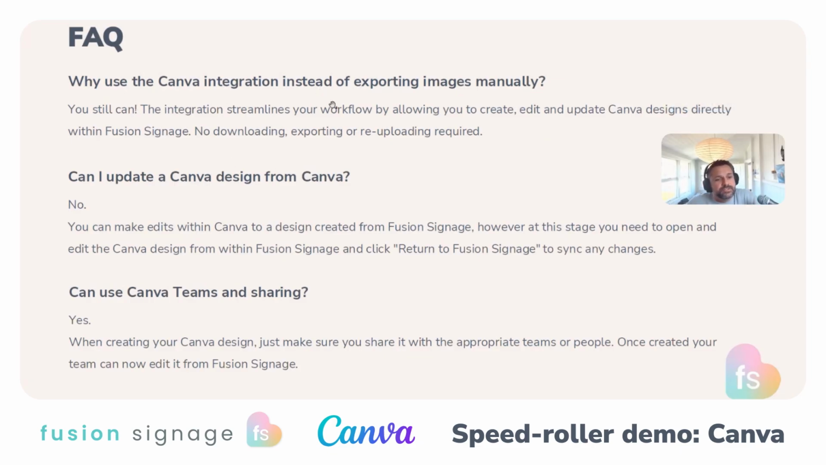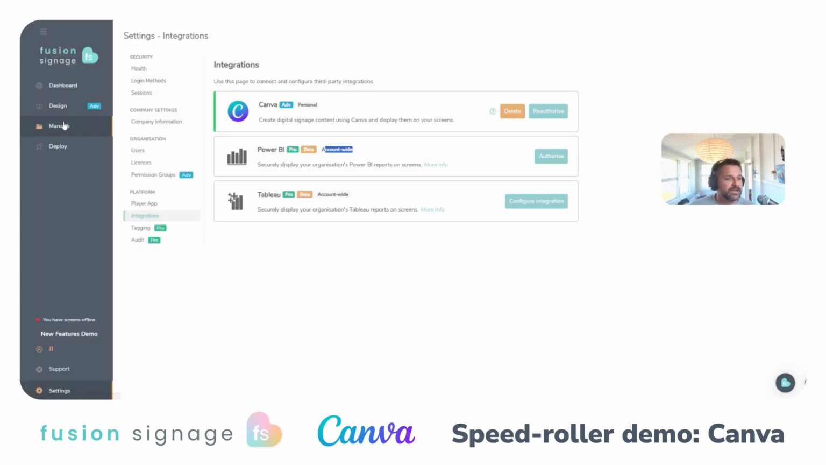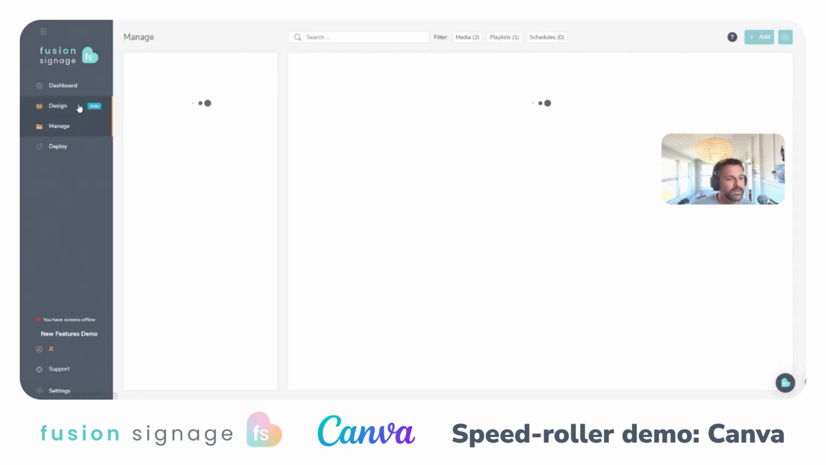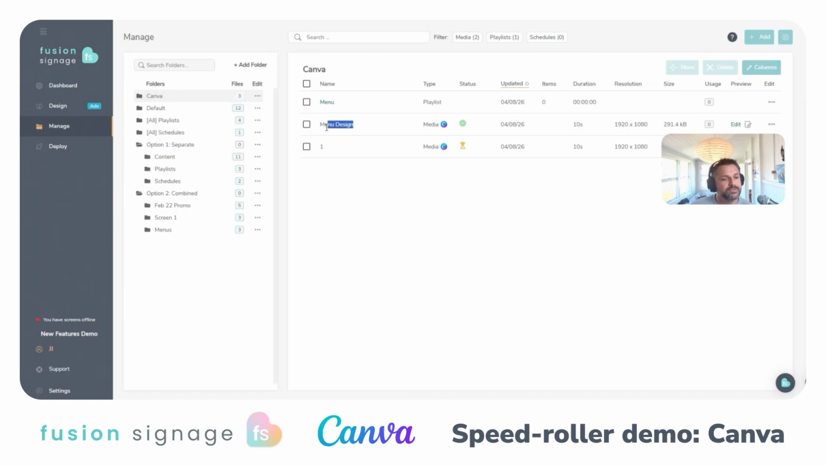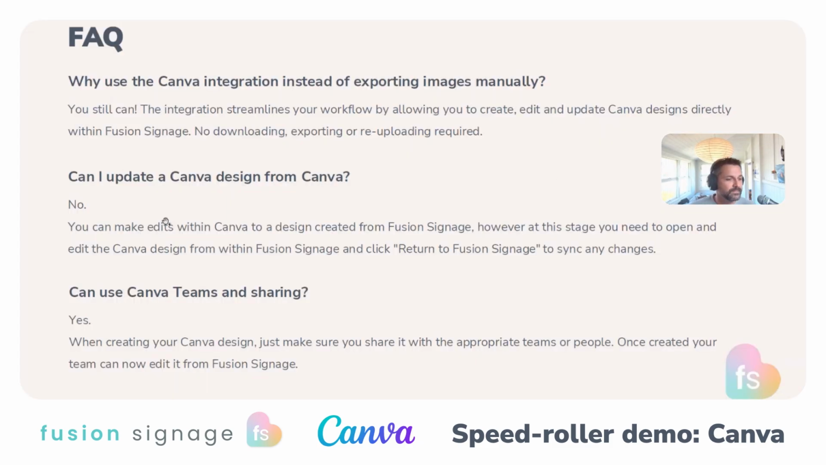Why use the Canva integration instead of exporting images manually? Well, you still can export the images manually. So within Canva, you can go and export it as an image or a video and just directly upload that into Fusion Signage. However, you can see the benefit being I have the ability to edit that directly from here. So if I'm coming back into my Manage section, I've got my menu design directly here. Instead of me trying to go to Canva, find where that design is, edit it, export it, upload it, I can just click on Edit, get straight in there, make my changes and come back.